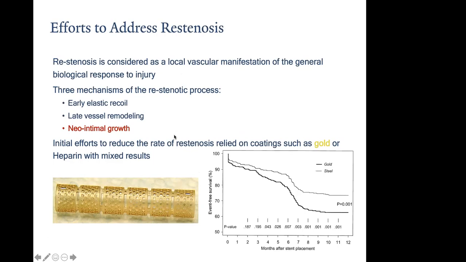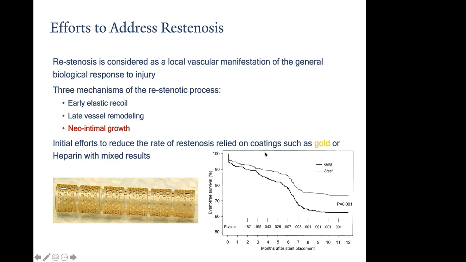So restenosis, just as a disease process, it's a local vascular inflammatory response to injury. And so there's 3 parts to it. So the first is early elastic recoil, similar to what we described with balloon angioplasty. Second is late vessel remodeling. And then the third part is neo-intimal growth or hyperplasia.